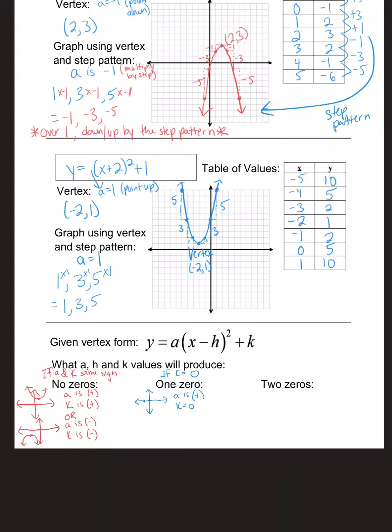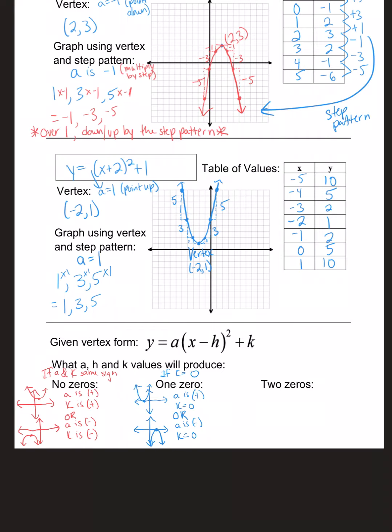So if k is 0, let's say, over something and up nothing, and then a is positive, the parabola is going to open up. So you can see we only have 1 zero. It only hits the x-axis once. Or if a is negative and k is still 0, we could draw what that would look like. If our vertex was over something and then k was 0, it's still sitting on the x-axis. This time it's opening down. So you're still only going to have 1 zero.